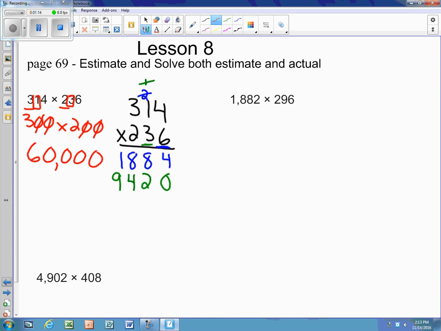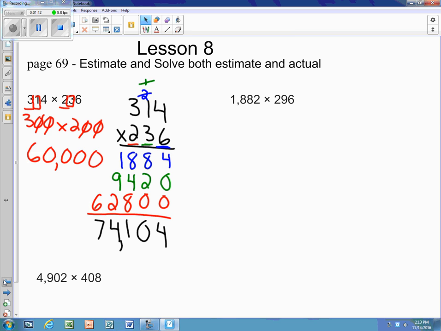And now we're going to the hundreds place. And when we're in the hundreds place, we need 2 numbers over, so we need 2 zeros. 2 times 4 is 8. We keep multiplying. And now we add it all together. And we have our answer of 74,104, which is close to 60,000 because they both go to the 10,000ths place.